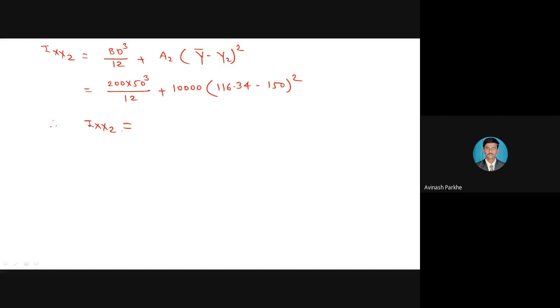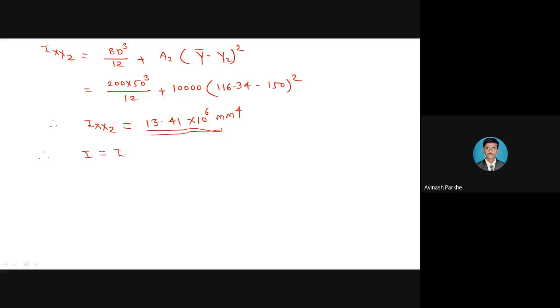Y bar minus y2 bracket square is there, so make the square. Yes, what is the Ixx2? Yes, 13.41 into 10 raised to 6 mm raised to 4. Please check your answers. 13.41 into 10 raised to 6. This is the Ixx2. Okay, and then we have to calculate the total I.